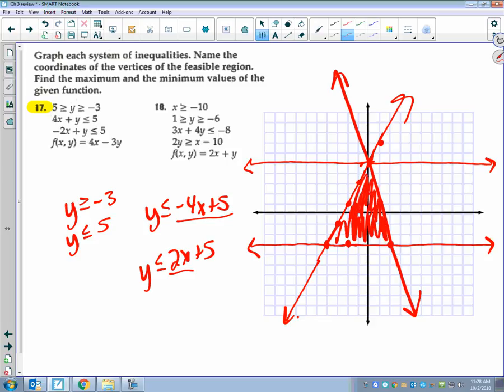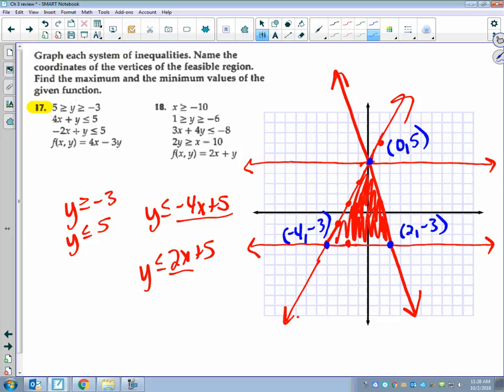So this is kind of what math is, like figuring out where you mess up, using what you know it should look like to figure out what went wrong, right? That's what I just did there. So graph the system, name the coordinates of the vertices. So this is the point 0, 5. This is the point 2, -3. And this is the point 1, 2, 3, 4, -4, -3.